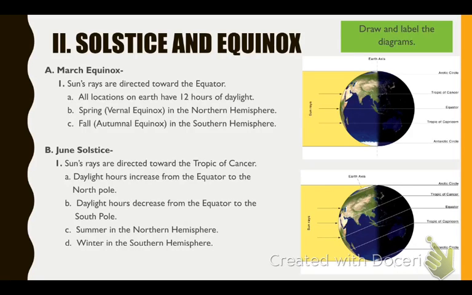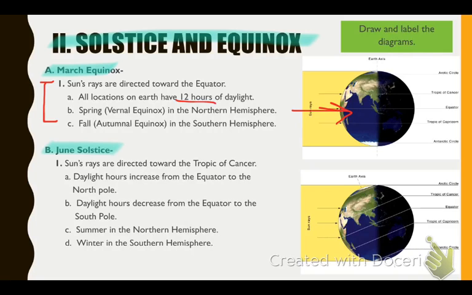Alright, solstice and equinox. So what I have highlighted should be on that left side in the Cornell notes. So this should be kind of in the middle of your notes, and then you have your March equinox and your June solstice. So for the March equinox, the sun's rays are directed toward the equator. All locations on Earth have 12 hours of daylight.